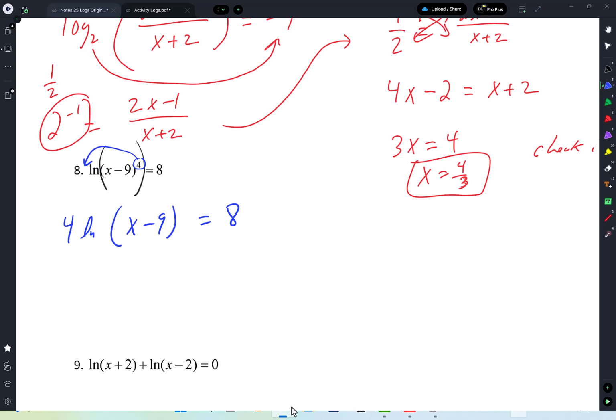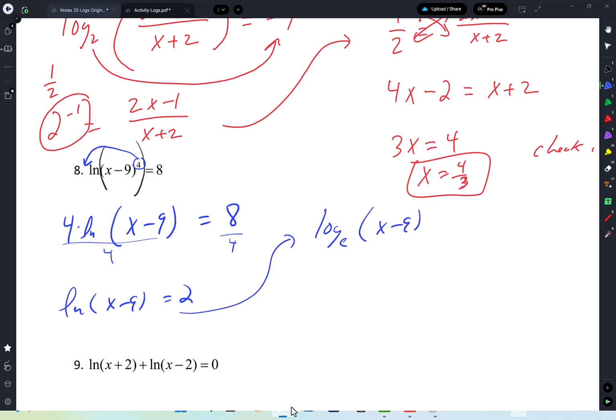And what you want to do, since you want to solve for x, guys, you want to get rid of that 4 first. Because this is 4 times ln of that. So how do I get rid of the 4? Yeah, divide by 4. So now you're going to have ln of x minus 9 equals 2. And then turn this into a log with a base e. So log base e of x minus 9 equals 2.